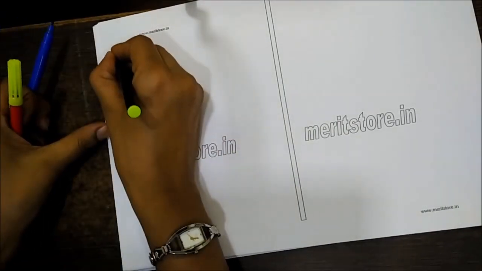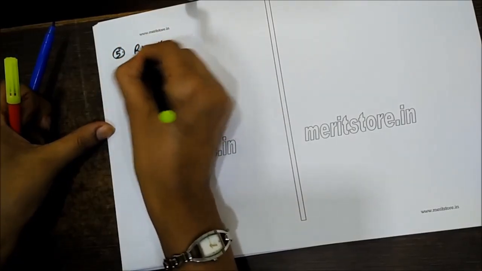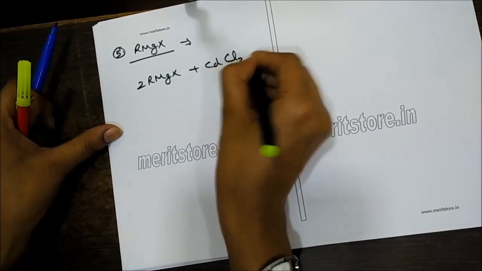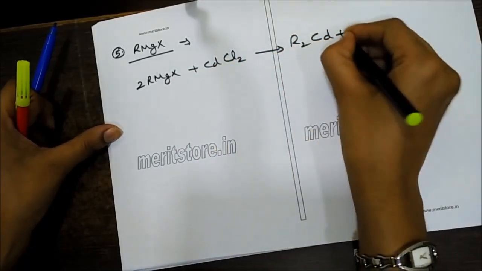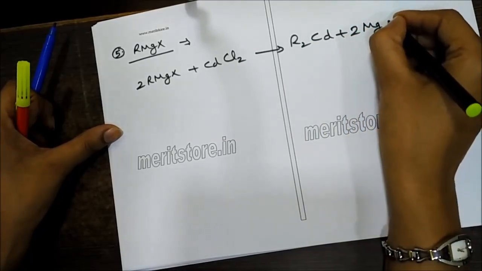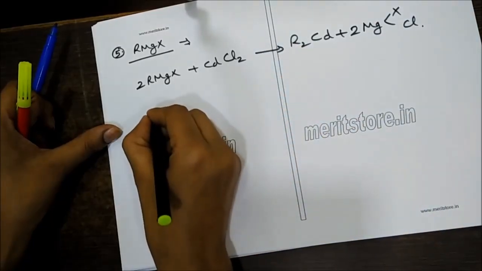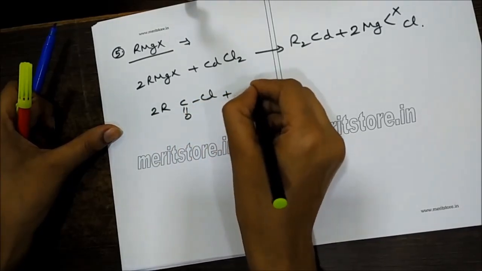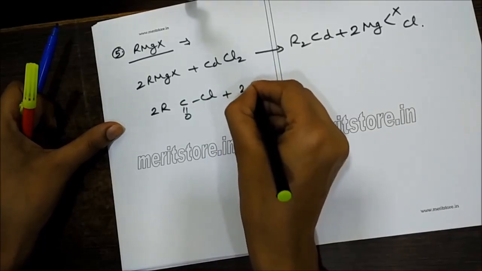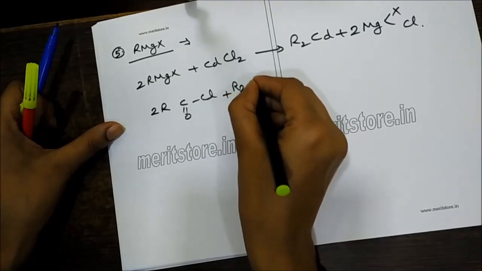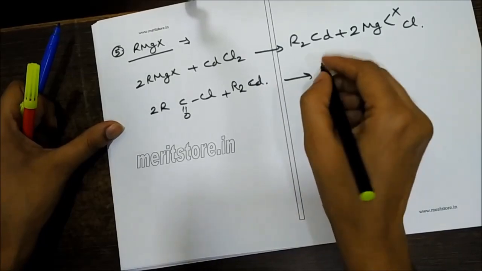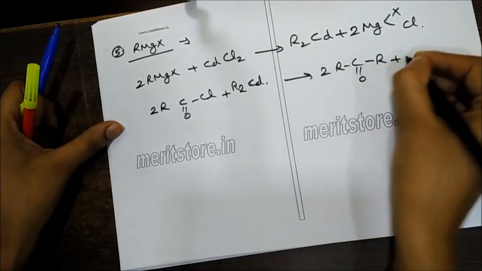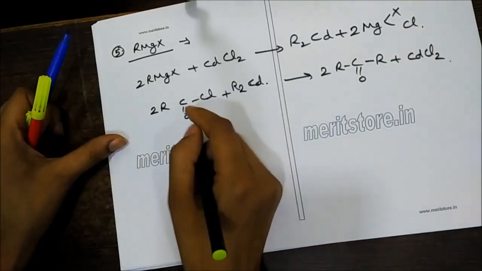From Grignard reaction, this is our Grignard reagent. This Grignard reagent on reaction with cadmium dichloride will give dialkyl cadmium. This dialkyl cadmium will react with any aromatic chloride, and it will give a ketone, an aromatic ketone.